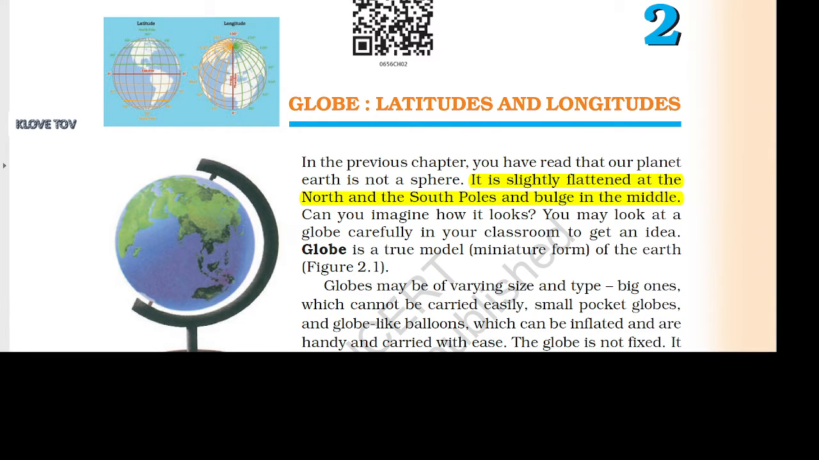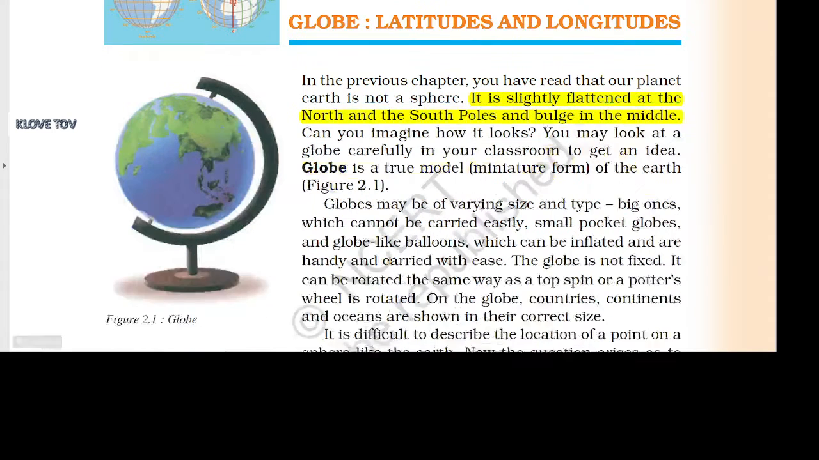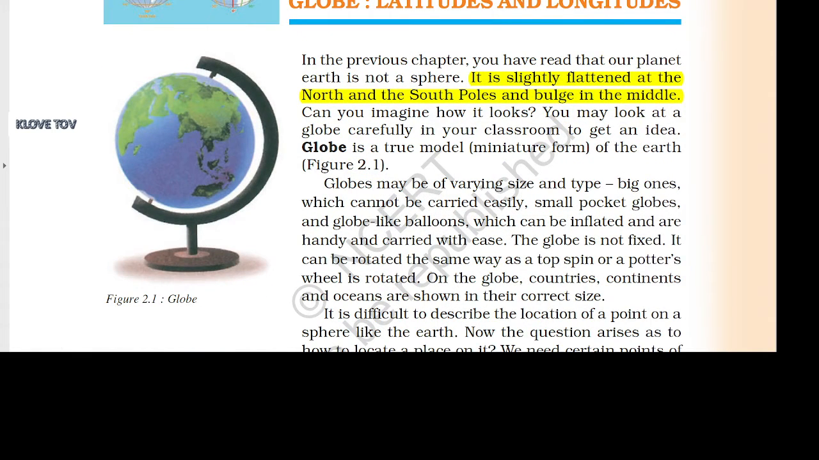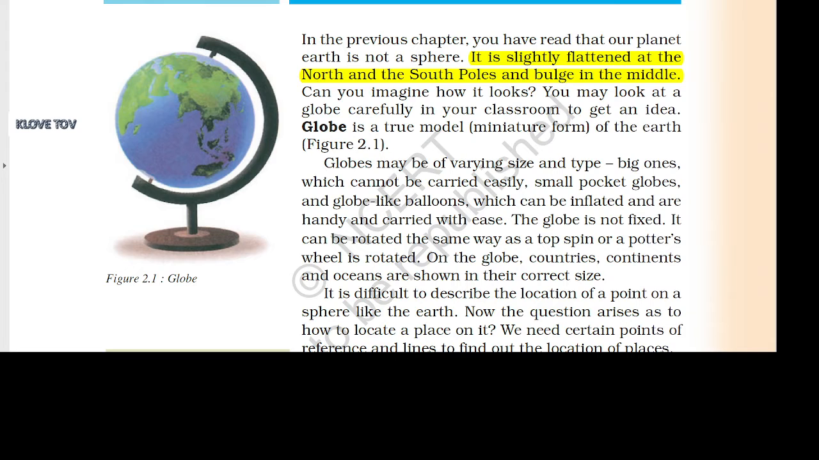Chapter 2, Globe, Latitudes and Longitudes. In the previous chapter, you have read that our planet Earth is not a sphere. It is slightly flattened at the north and the south poles and bulged in the middle. Can you imagine how it looks? You may look at a globe carefully in your classroom to get an idea. Globe is a true model, a miniature form of the Earth.